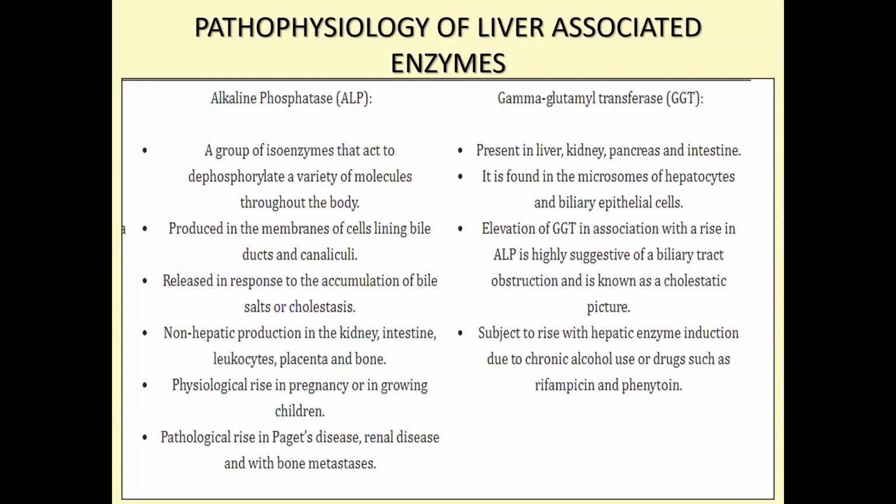It is present in liver, kidney, pancreas, and is found in the microsomes of hepatocytes and biliary epithelial cells. GGT elevation along with ALP is highly suggestive of liver and biliary tract disease because of cholestasis. It is also subject to rise with hepatic enzyme induction by drug use, such as rifampicin and phenytoin. So a lot of drug usage causes liver enzymes to increase.